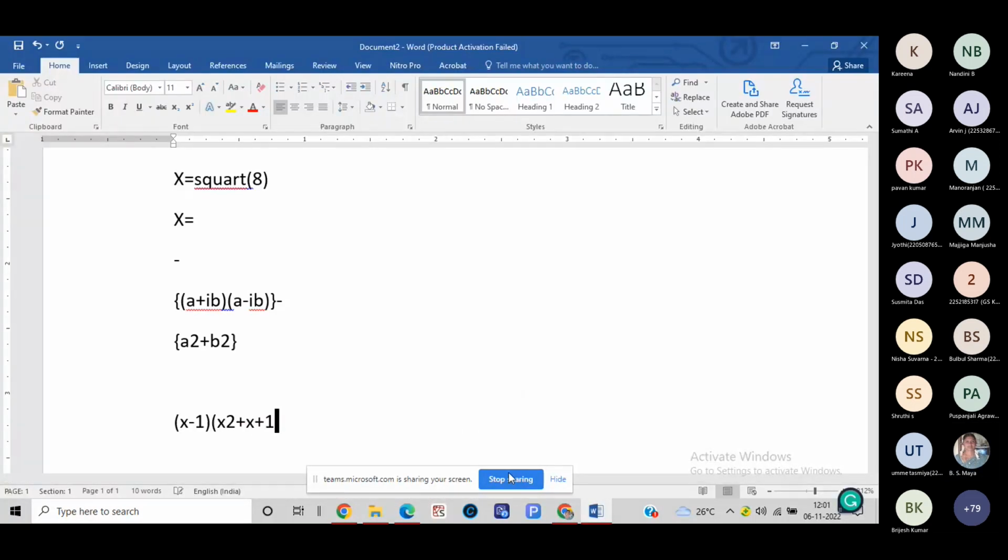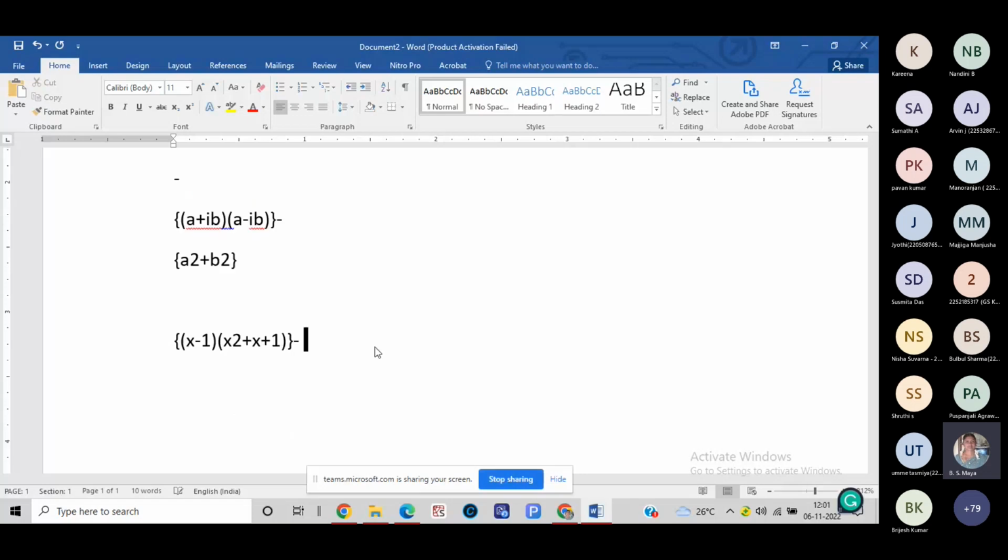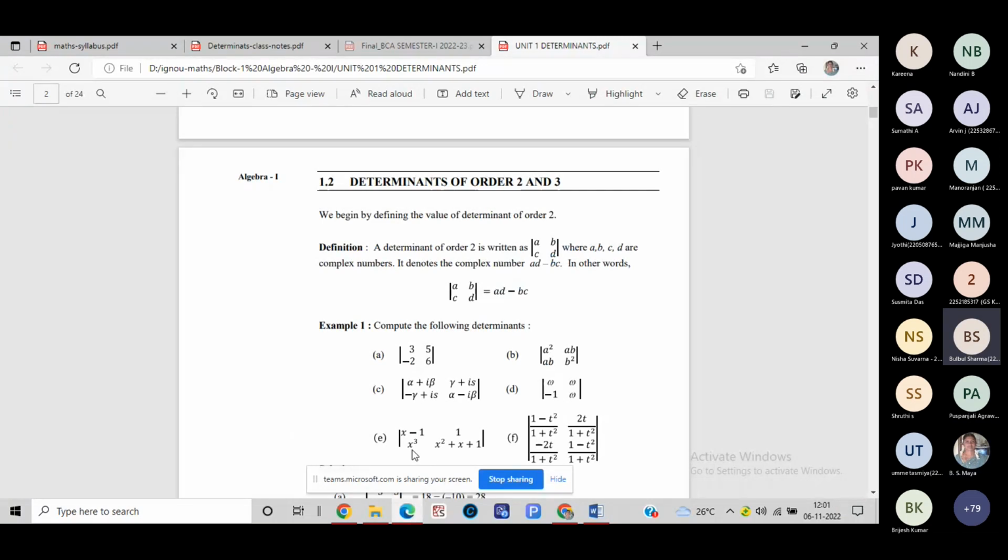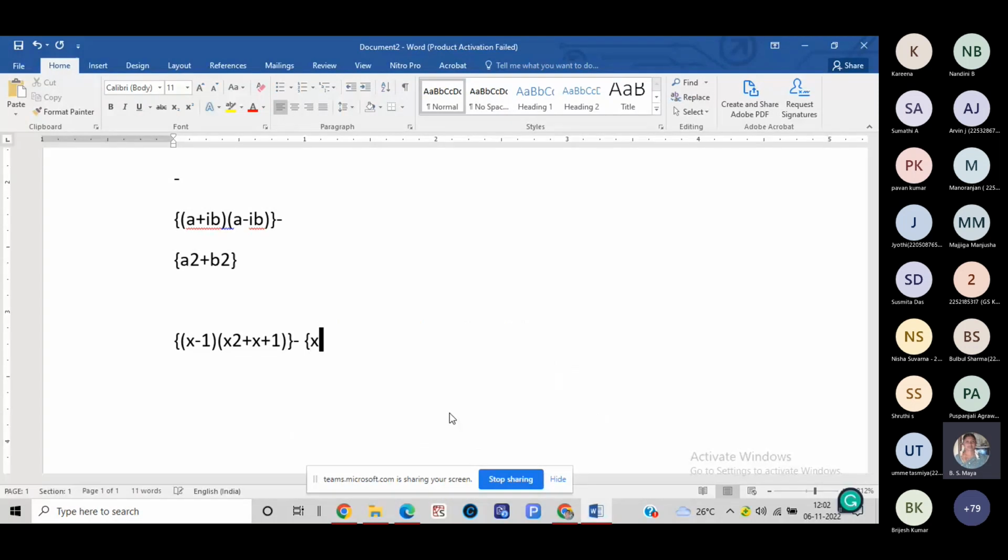X cube. This is one term after the determinant, correct? Then what is the symbol of this? Minus. Then I should apply minus. After minus, minus 1 cube into 1. X cube into 1. How much? X cube only, right? What is the simplification? X into x square. Can I write x cube? Yes. X cube. Very good.